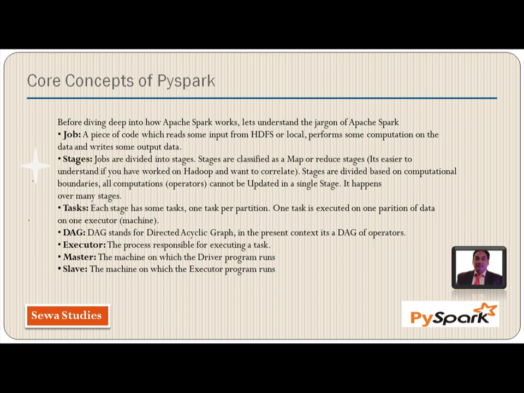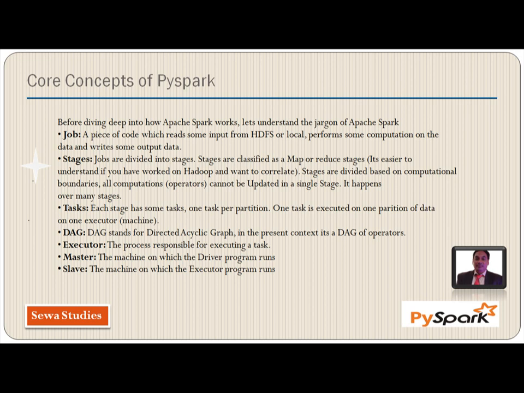Core concepts of PySpark. Before diving deep into how Spark works, let's understand the jargon of Spark. A job is basically a piece of code which reads some input from different sources, HDFS, local file, performs some operation, computation of data, and writes some output data. Next, stage: a job is divided into stages. Stages are classified into map and reduce stages. It is easier to understand if you have worked on the Hadoop ecosystem and want to correlate.